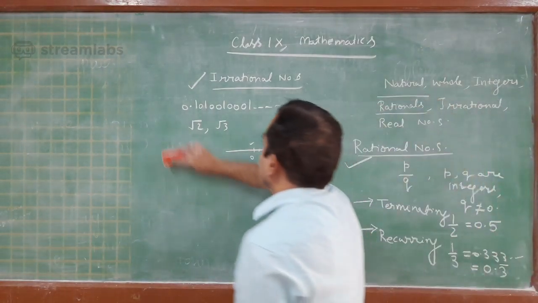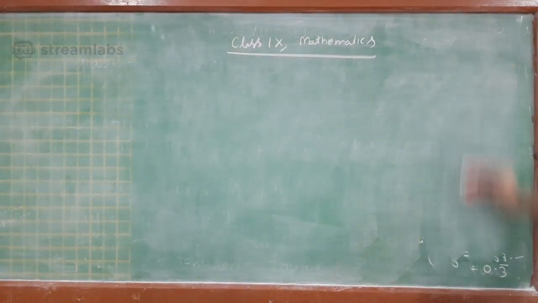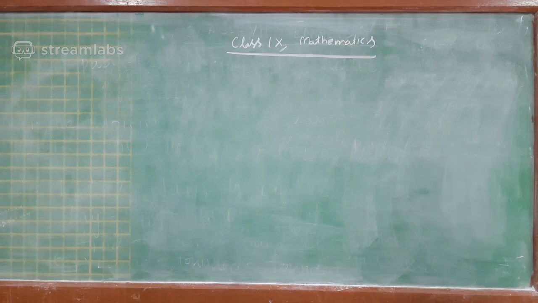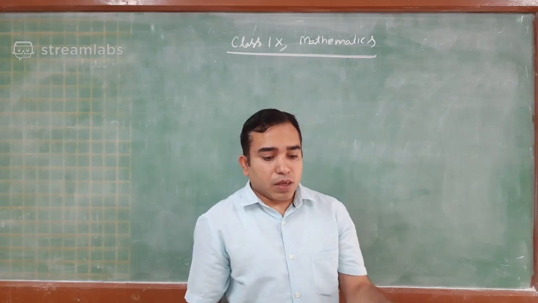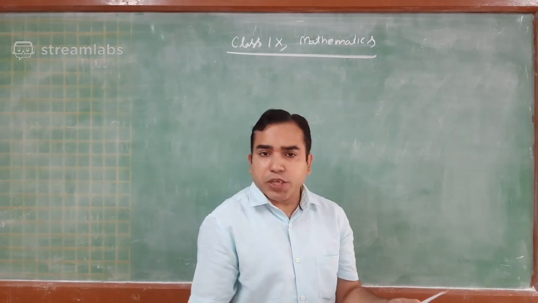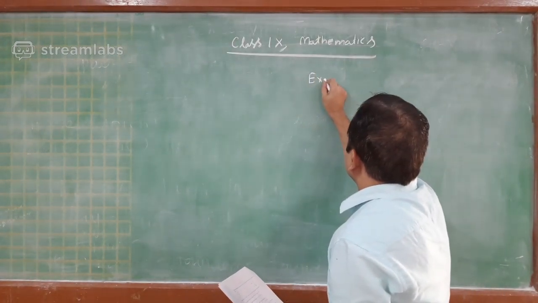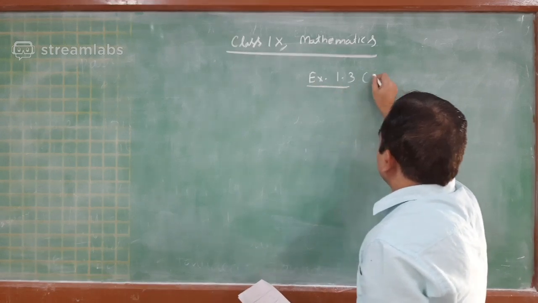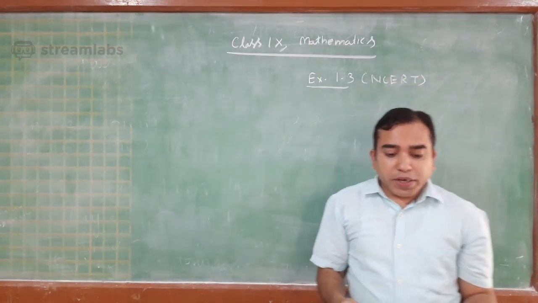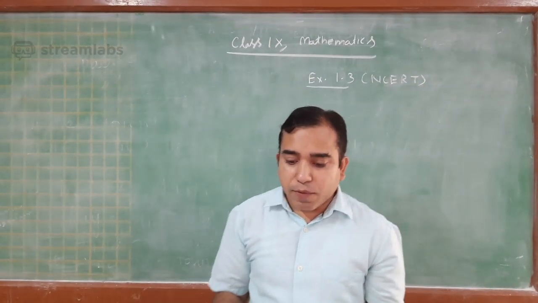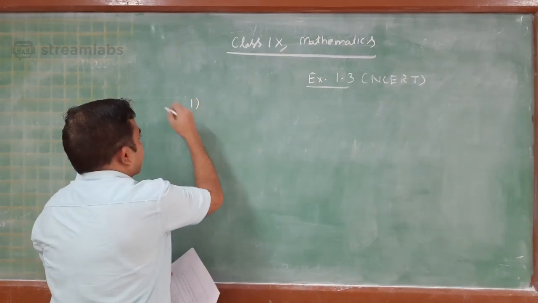Let us take now some exercise questions. These are NCERT exercise questions of 1.3. Some questions let us discuss. The first question says, write the following in decimal form and say what kind of decimal expansion each has. Just a revision of the previous work.